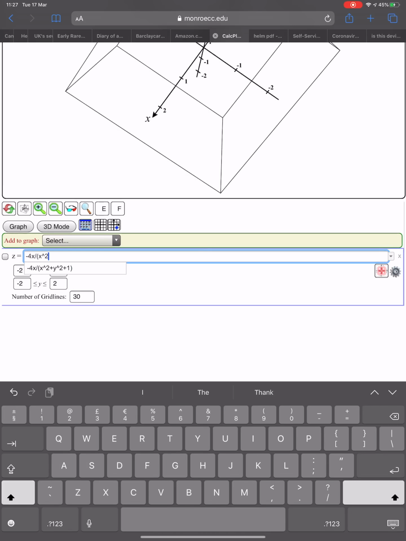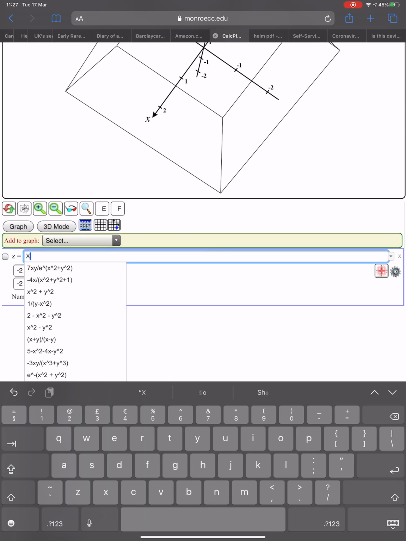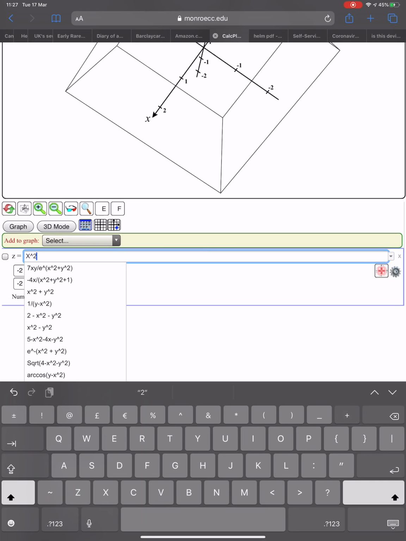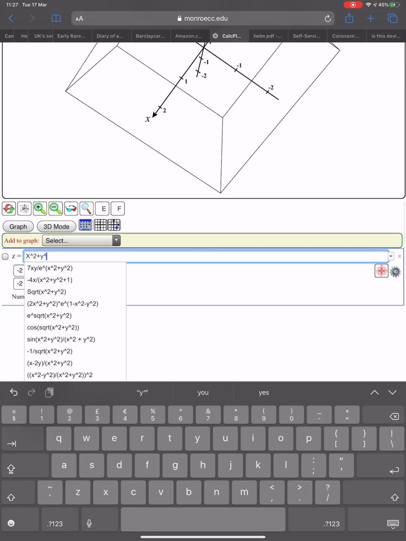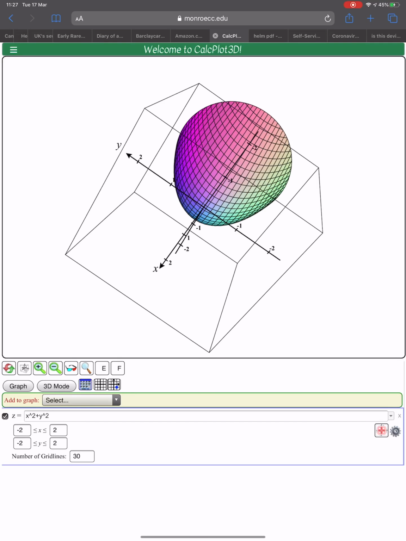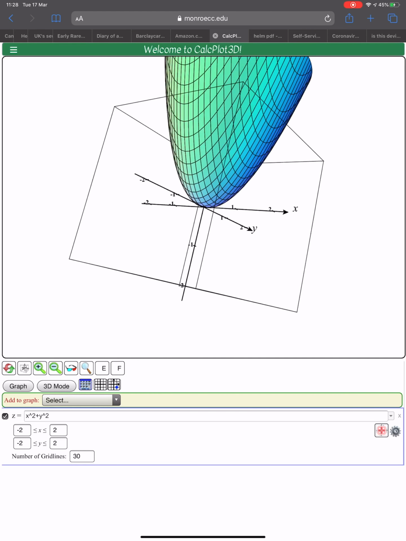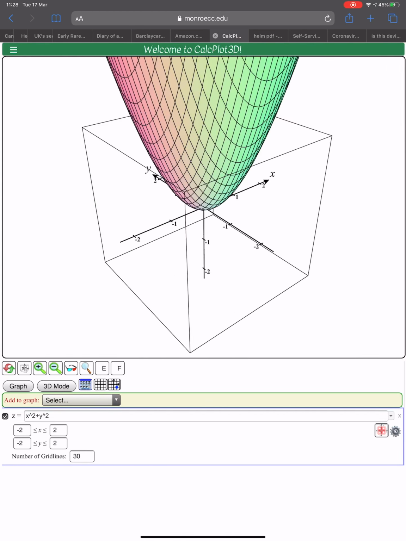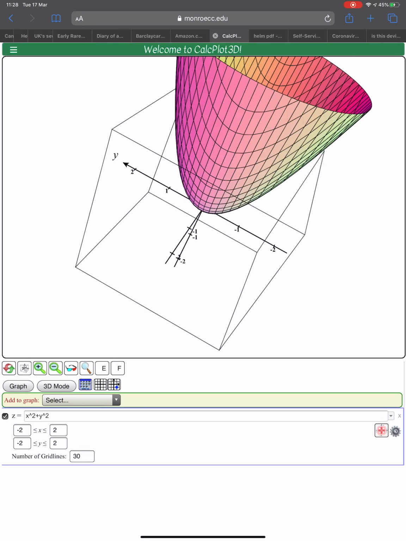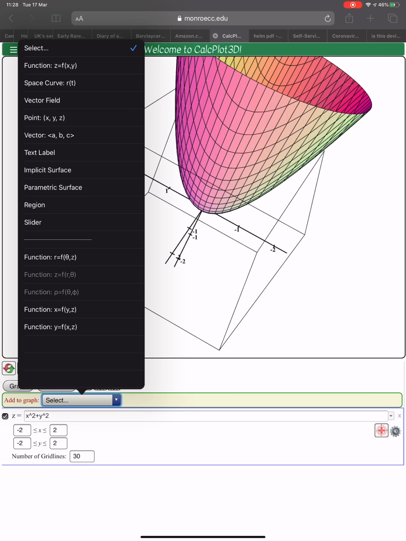z equals x squared plus y squared. I don't want a capital X there. x squared plus y squared. So that's the original curve. Whoops. Let's get this looking right. x, y, z. So there we go. Looks like that. And I've said the tangent plane is z is 2x plus 2y minus 2. So I'm going to add to graph.